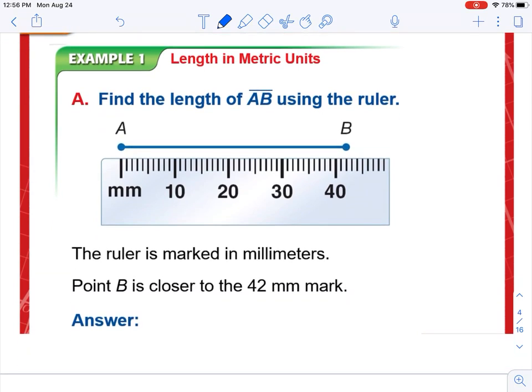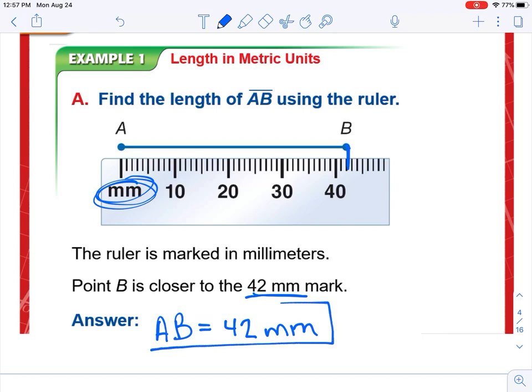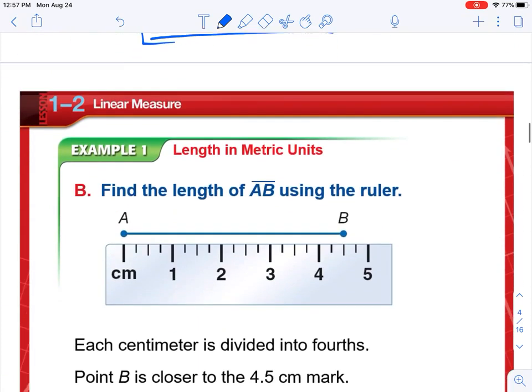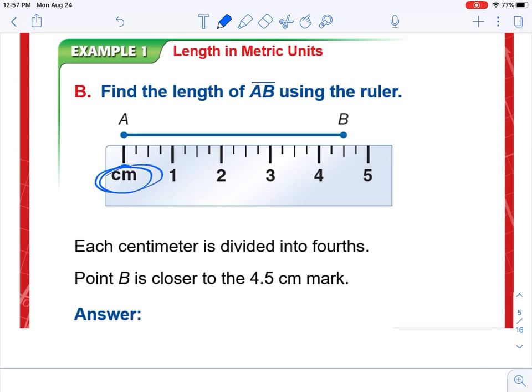So these first couple, they already gave us the solution. Find the length of segment AB using the ruler. We'll notice we are measuring in millimeters. Point B is at about 42 millimeters. So our solution is that segment AB is equal to 42 millimeters. You'll notice I did not put the segment on top of my AB, and I have a unit behind my 42. It's very similar here, except this time we are measuring in centimeters for the length of AB, and they are marked in a different way, so we are at 4.5 centimeters for AB.